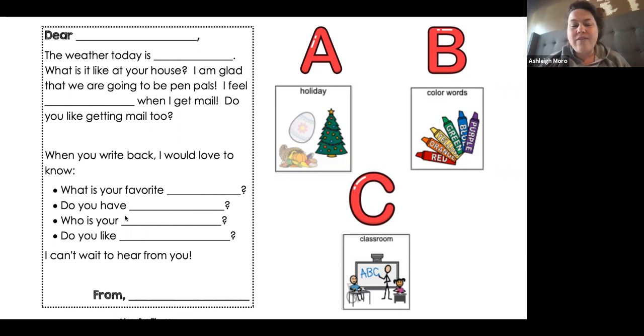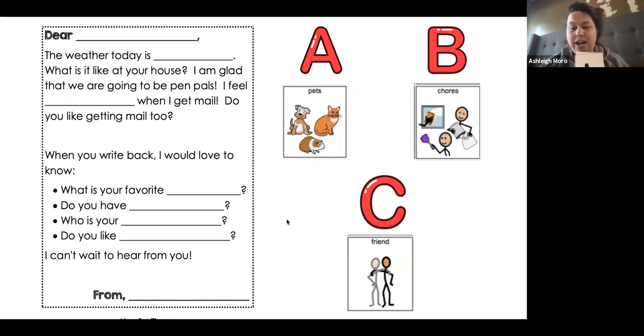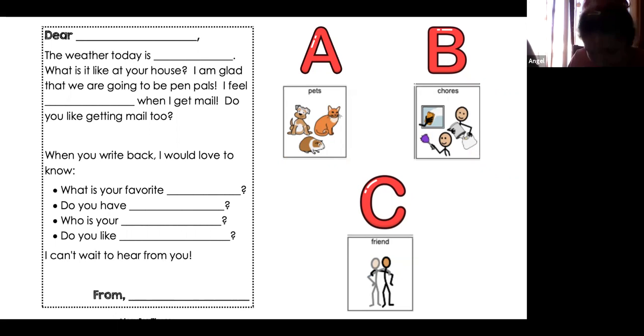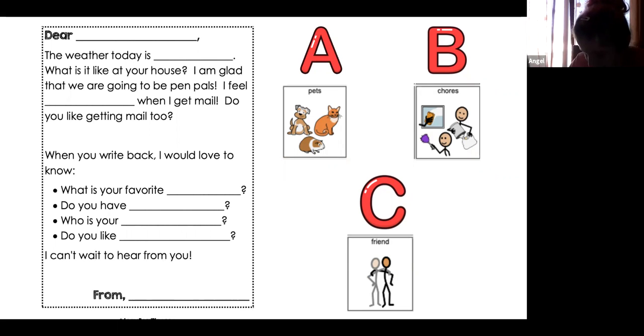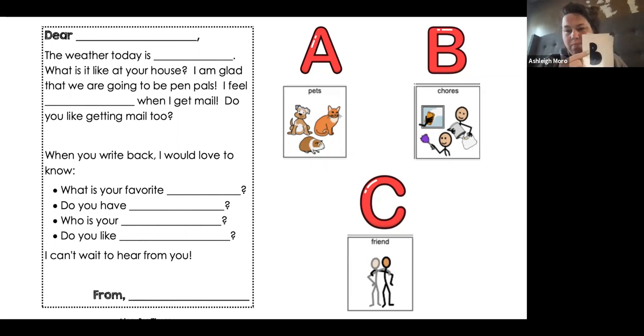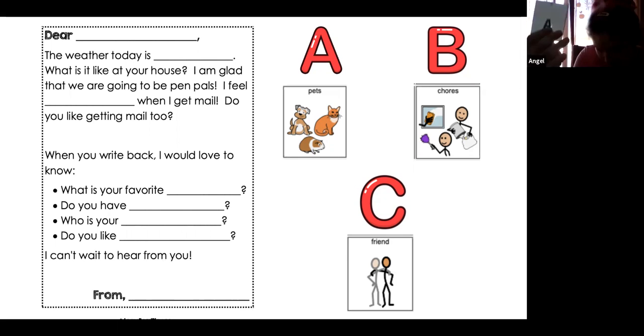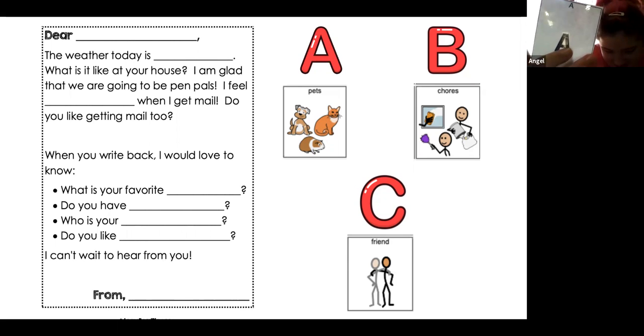Do you have blank? So we can ask, do you have pets? Do you have chores? Or do you have a best friend? Destiny C. What do you want to ask? A, have pets. B, have chores. Or C, have a best friend. Okay. We're going to go with A, pets.